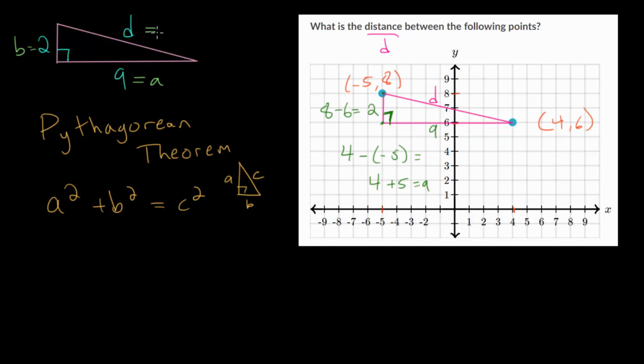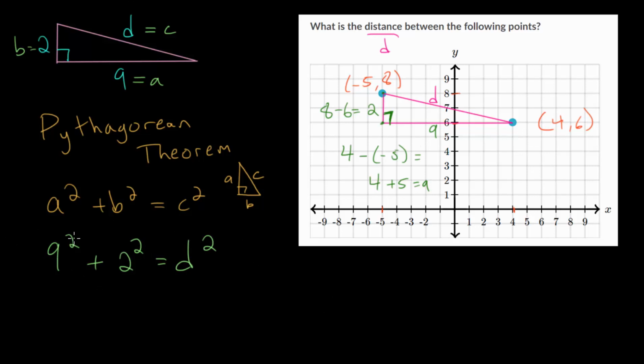So now that we've labeled everything, we can just plug them into our formula here. So A, we called that 9, so we have 9 squared, plus B squared, that's 2 squared, and this is equal to C squared. And C, that's our distance here. So that's equal to the distance squared. And at this point, we just simplify.